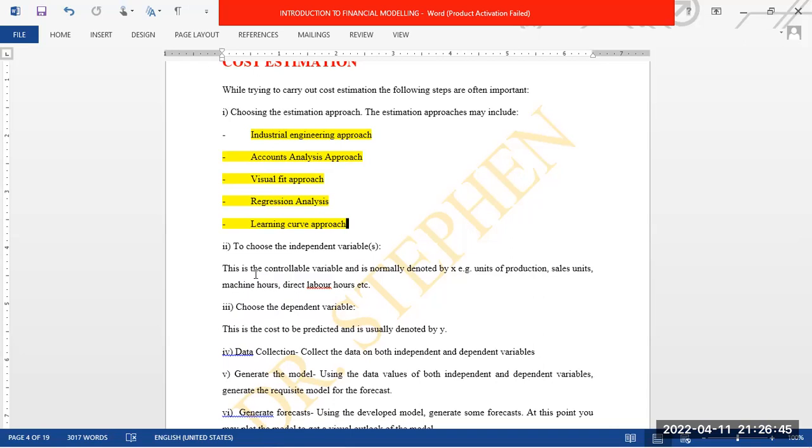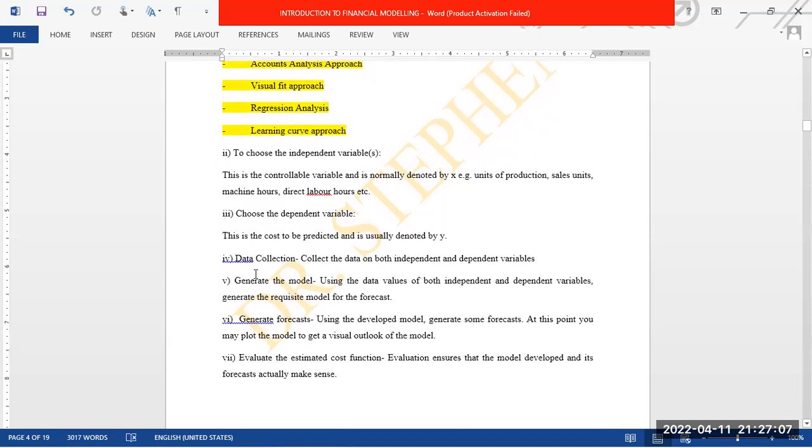After that, you are supposed to generate the model. How do you do this? Using the data values of both independent and dependent variables, generate the regression model forecast. So with the data you collected, automatically it will assist an individual to generate the model. And after generating the model, you're supposed to generate the forecast. So using the developed model, generate some forecast. And at this point, you may plot the model to get a visual outlook of the model.